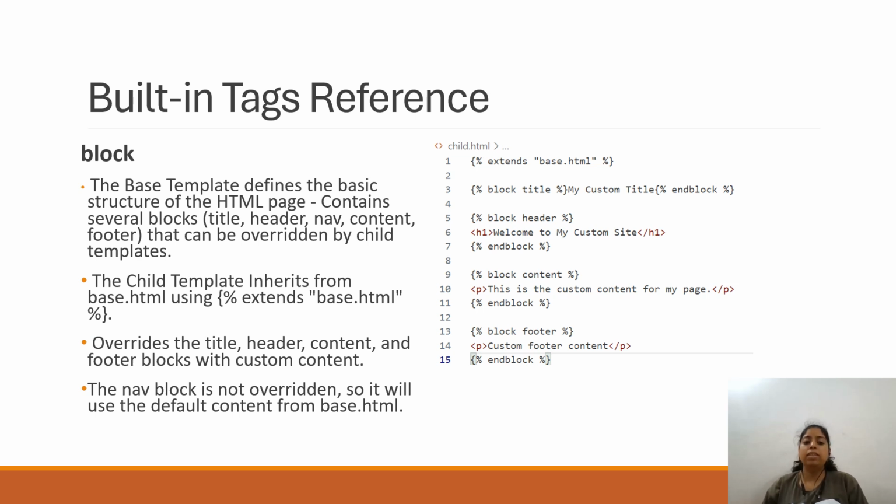The base template defines the basic structure of the HTML page. It contains several blocks, title, header, navigation, content, footer, that can be overridden by a child template. The child template inherits from base.html using extends base.html, and overrides the title, header, content, and footer blocks with custom content. The navbar block is not overridden, so it will use the default content from the base.html.